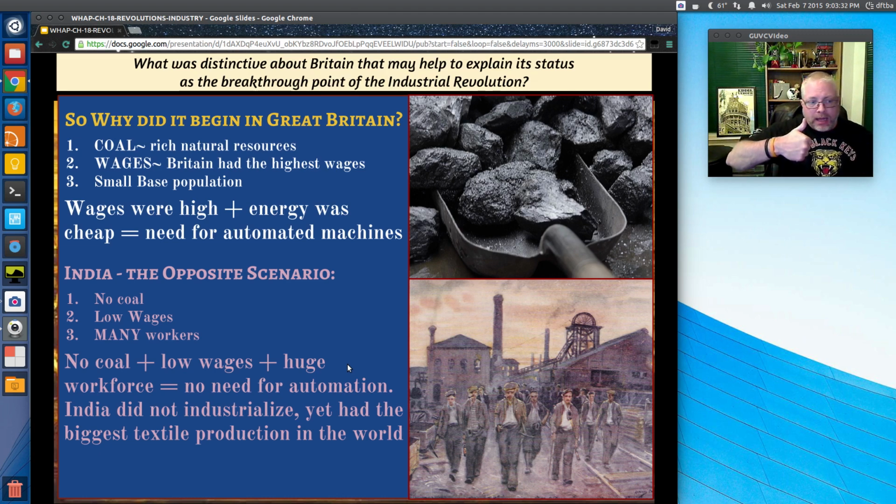Bunches of coal, high wages, small working population. So it really is the opposite scenario. And so in India, that equates to really no need to automate. Why would you need to automate when industrialists or people who are controlling the textile mills could get that work done on the cheap anyway? And they had enough people to do the work.